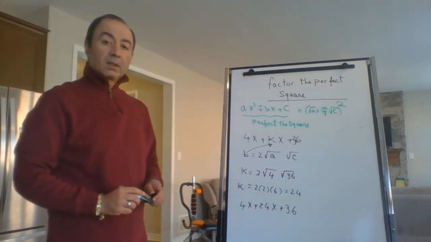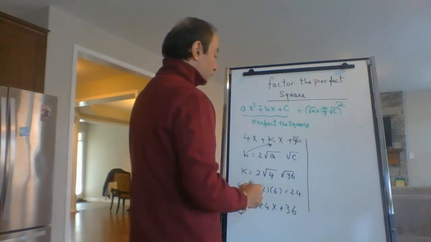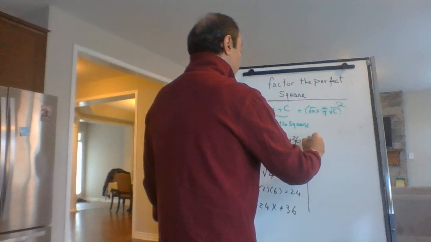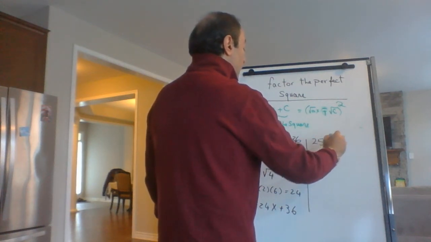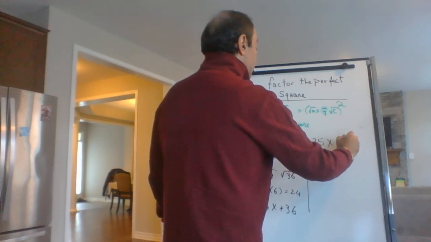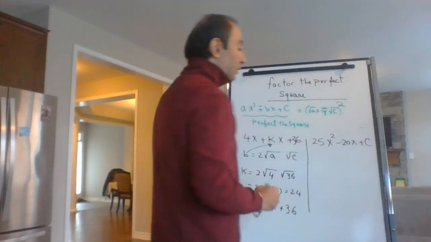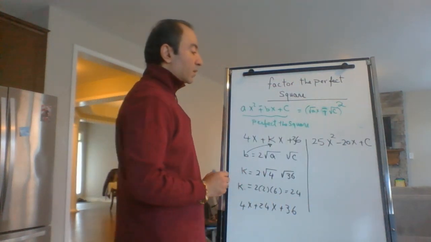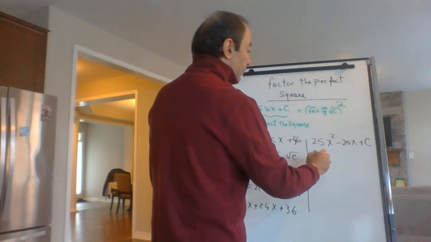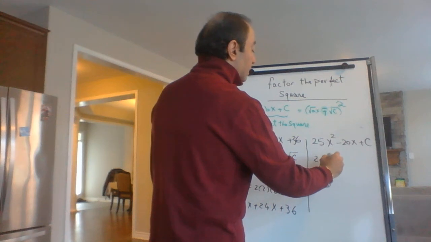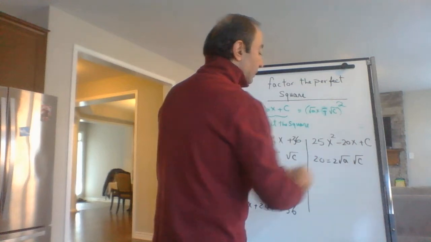Okay, this is another example. Now let us talk about what if I give you something like 25x squared minus 20x plus c, and we need to find c that will make this a perfect square. We know that this will be a perfect square if 20 equals 2 times square root of a times square root of c, right?